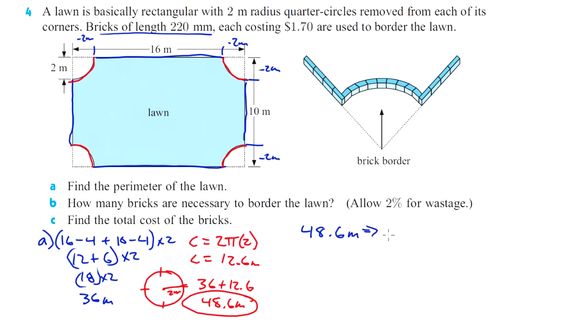Let's turn that into millimeters. So 48.6. King Henry died unexpectedly drinking chocolate milk. From meters to millimeters, 1, 2, 3 spots to the right. So that's 48,600 millimeters that we need to cover. So we take that 48,600 divided by 220 to figure out how many total bricks we need, right?